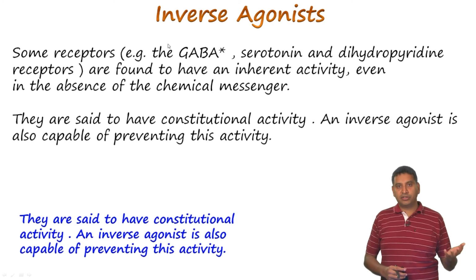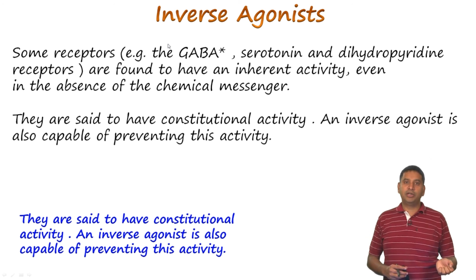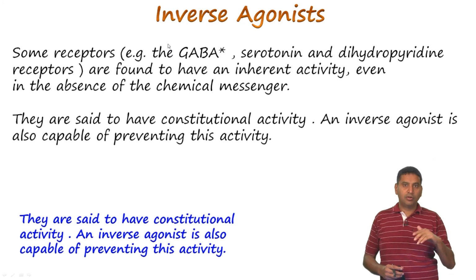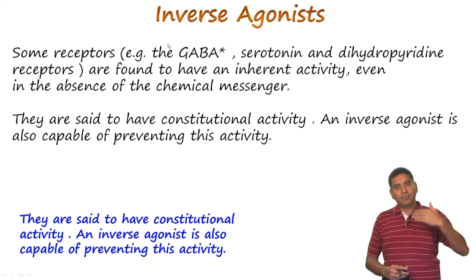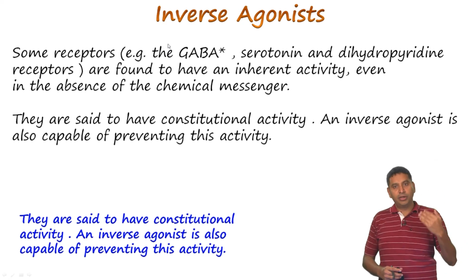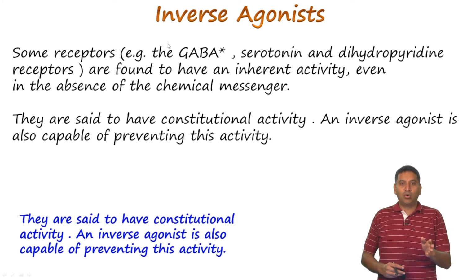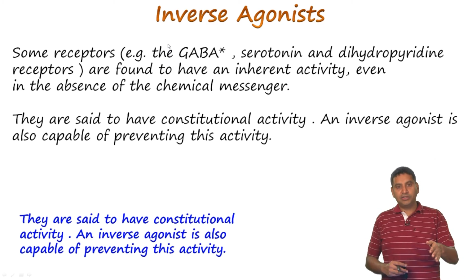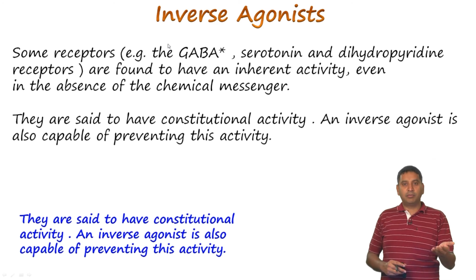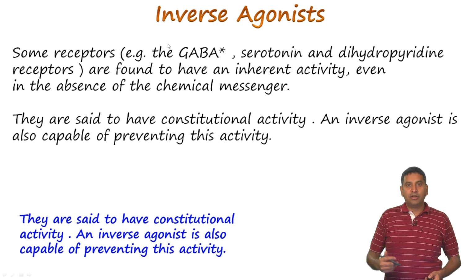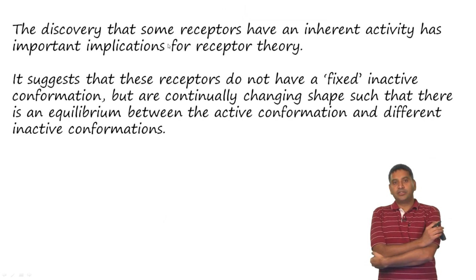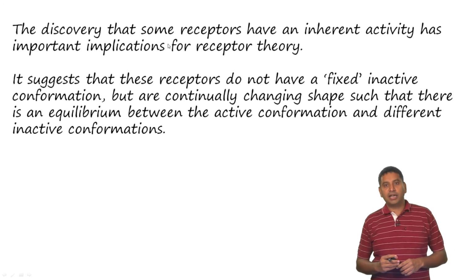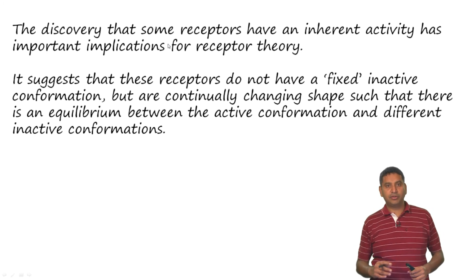There are some receptors such as GABA, which is the gamma aminobutyric acid receptor, serotonin, and dihydropyridine receptors, which have a low level of inherent activity even in the absence of chemical messenger. That means these are constitutional activities that are already going on inside the cell. What an inverse agonist does is that once it binds, it prevents the activity from happening. Again, we will look at this later in the course. The discovery that some receptors have an inherent activity has some important implications in receptor theory.